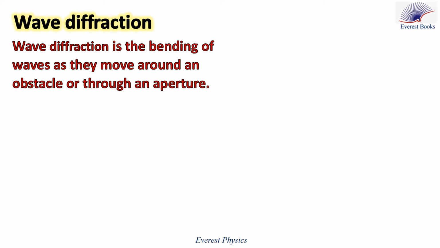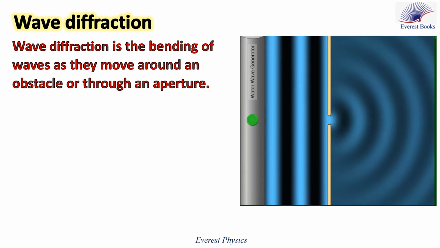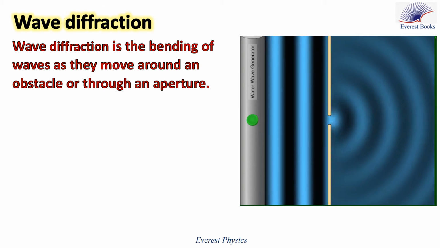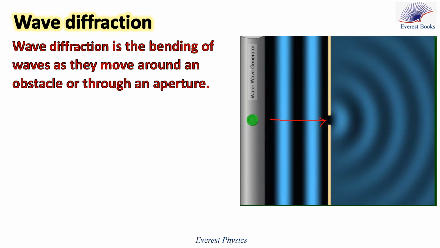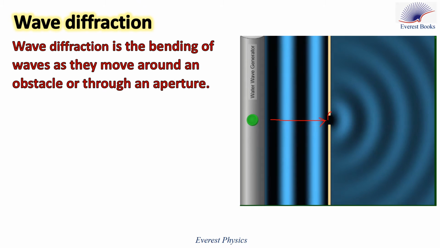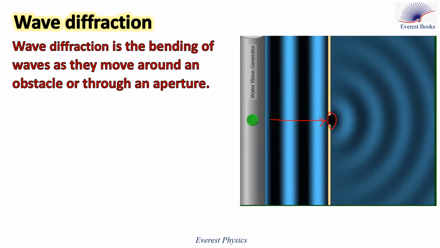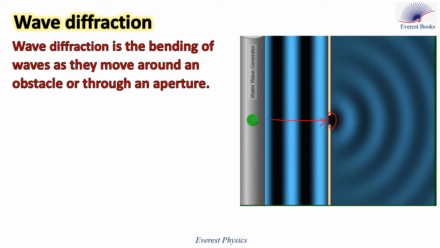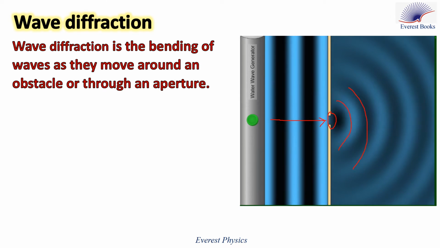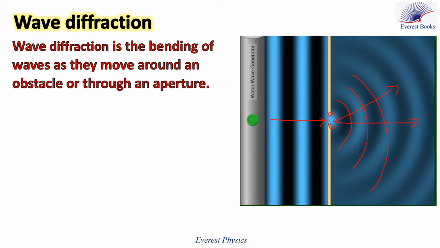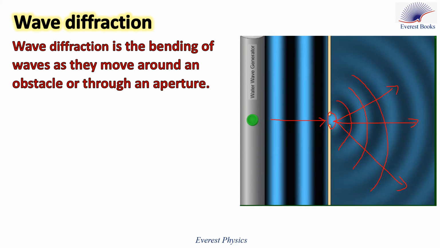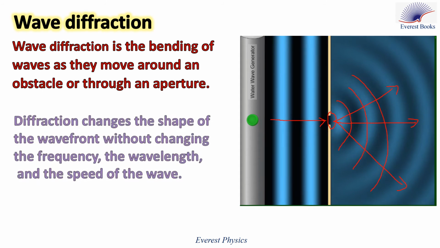Observe this PHET animation. This animation shows a plane or a straight wave propagating from left to right along the surface of water, and then it passes through a small aperture. We observe that the emergent wave has a circular wavefront, and this wave has many directions. This phenomenon is called wave diffraction.